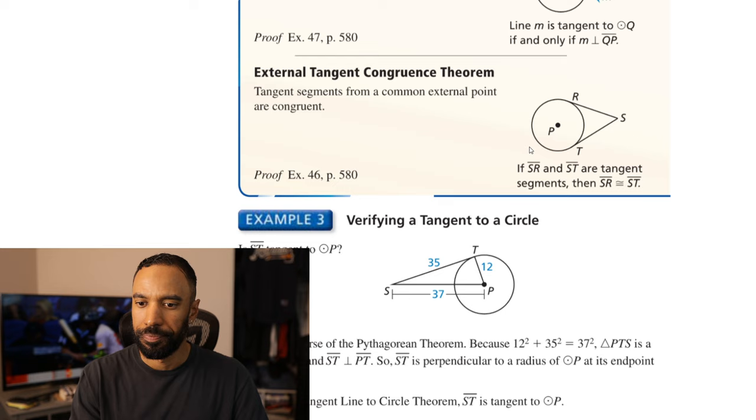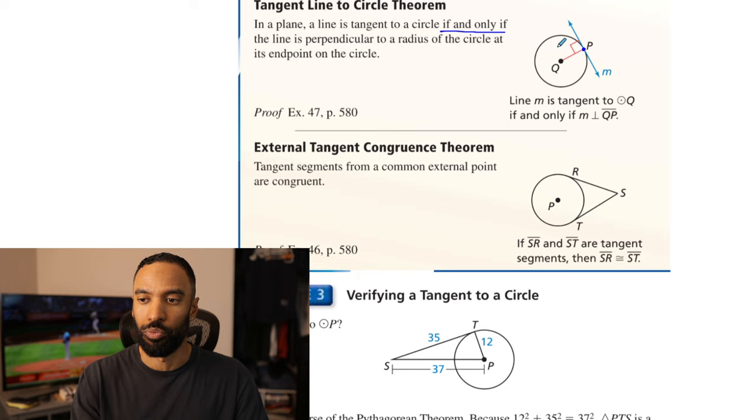I'm sure we're going to have to prove it. And that one's a pretty easy proof. Once you have this right angle thing, and that's going to be used a lot, that's a pretty easy proof to do.